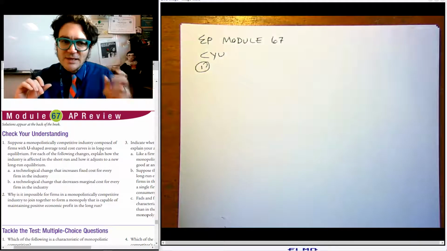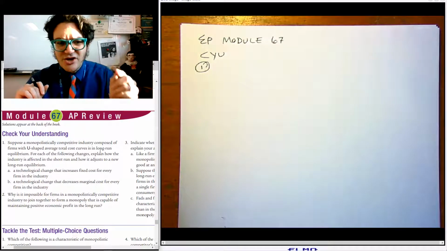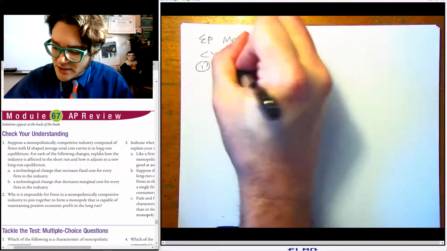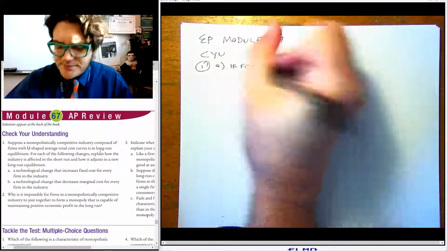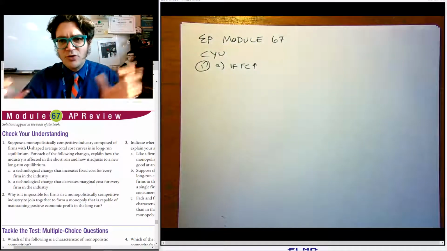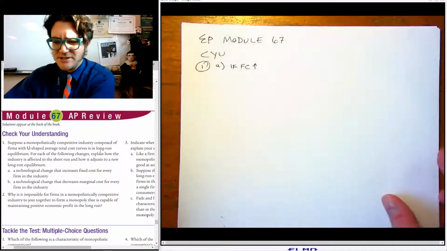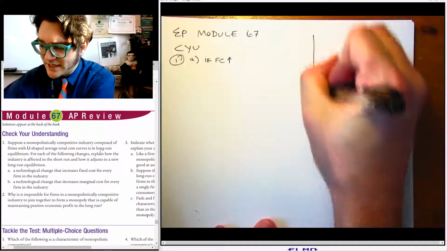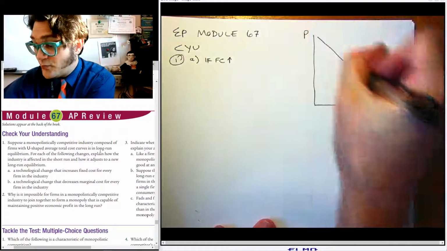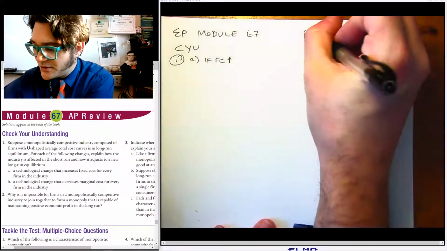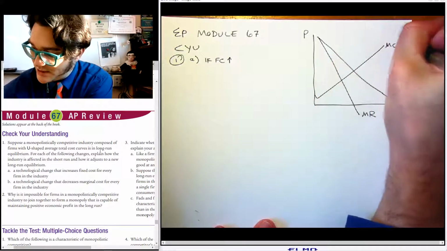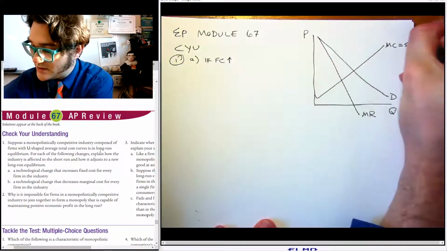A technological change that increases the fixed cost for every firm in the industry. So if the fixed cost goes up, we can think about what that's going to do in terms of all the different curves on the graph. Bear with me for a second, I think it's valuable if we have a graph that we can refer to as we do these. You can draw this or not, it's up to you, but I think it would be easier if we think about it this way.